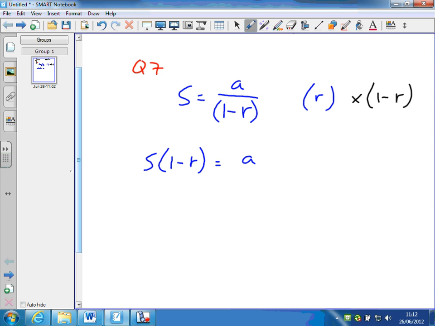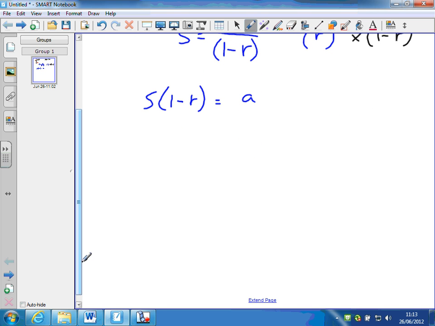Now I can go two ways here. Probably the easiest way would be to divide both sides by S to get rid of this. So this term, 1 minus R, has all been multiplied by S. So divide both sides by S. I could multiply out the brackets, but that would make it slightly more long-winded. We would get to the same answer in the end, though. You might want to try that yourself. But if I divide both sides by S, I get 1 minus R equals A over S.